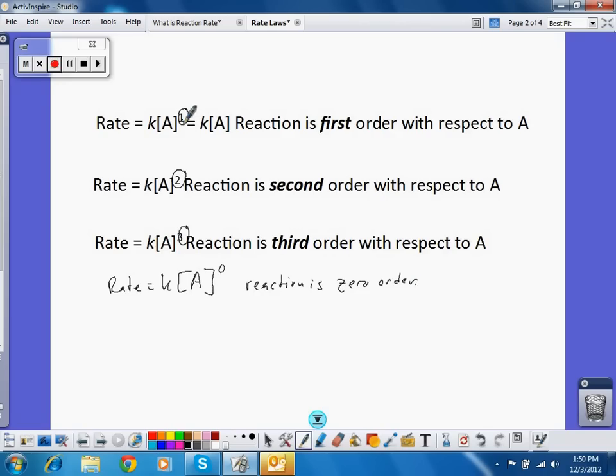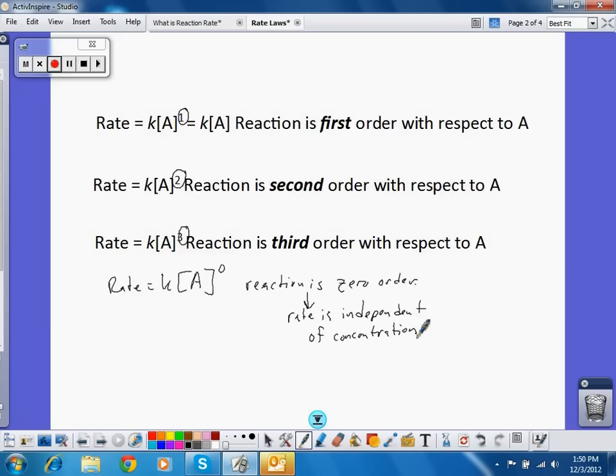Now, this is a special case, because if I look at the math behind this, first order means raised to the first power, so rate and concentration are directly related. And the second and third order were raised to a power, so there's an exponential relationship between rate and concentration. Anything raised to the 0 power equals 1. So in a 0 order reaction, that tells me that rate is independent of concentration, because anything raised to the 0 power mathematically is 1.